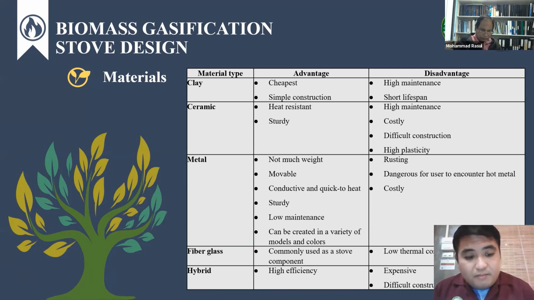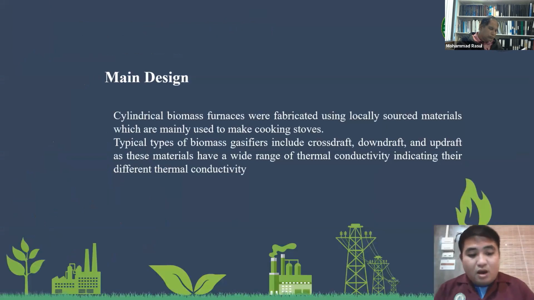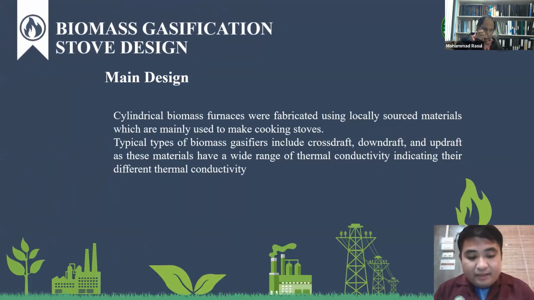The simple stove is made of clay. Nowadays, many improved biomass stoves are made of metal, which is an insulator, despite the highest cost. Cylindrical biomass furnaces were fabricated locally, and the typical types of biomass gasifier include top draft, down draft, and up draft. And these materials have a wide range of thermal conductivity, indicating their different thermal conductivity.